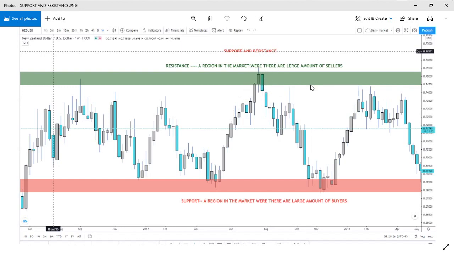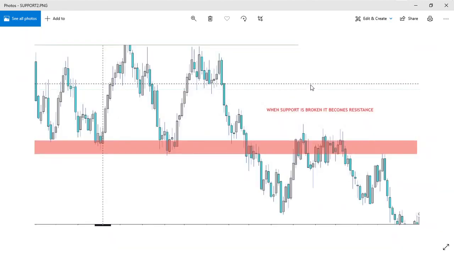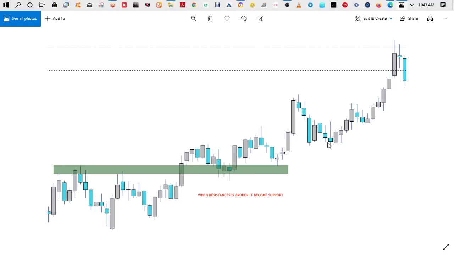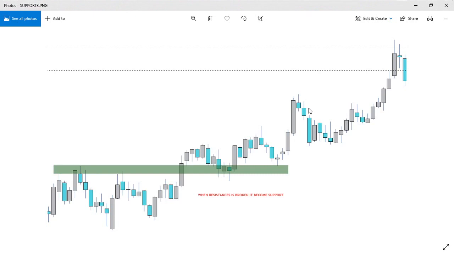The key point you should know is that when support is broken, it becomes resistance, and when resistance is broken, it becomes support. Your simple break and retest strategy is simply the market breaking it, testing it, retesting it.